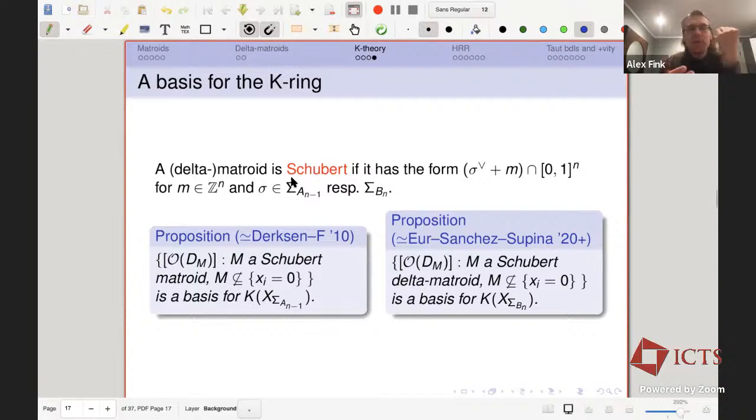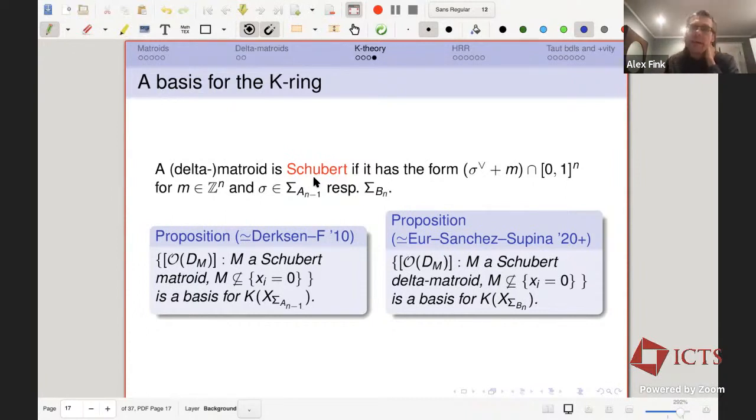You use Schubert matroids or Schubert delta matroids, as the case may be. This name Schubert is an algebro-geometrically motivated name because these are all representable, and the representations come from the Schubert stratification of the Grassmannian or the orthogonal Grassmannian, as the case may be. In type A, if you take a Schubert cell in the Grassmannian, pick a generic point in that cell, it will be a representation of this Schubert matroid.